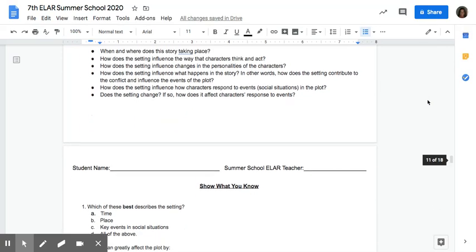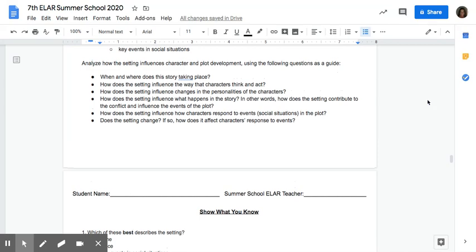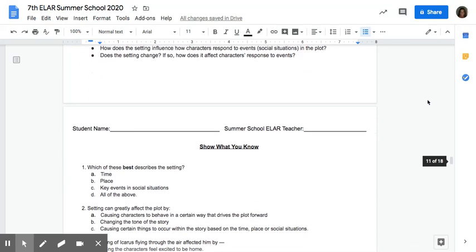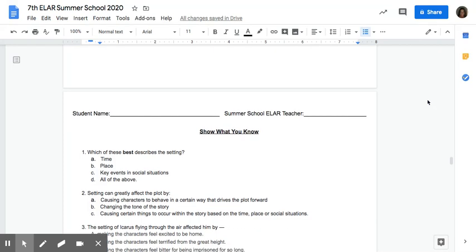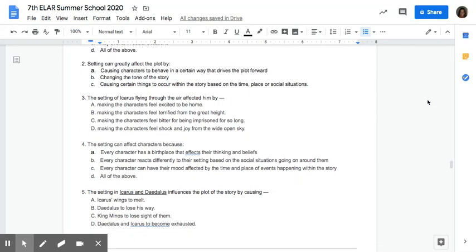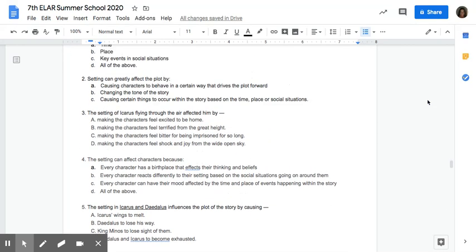So what you're going to do today is you're going to need to go back to task number 3's text, Icarus and Daedalus, and reread over that text. You should have some good annotations to help you out. And then you're going to answer a couple of questions about setting and how the setting of the text influences the plot. Don't forget to go back and reread, and I will talk to you again soon.